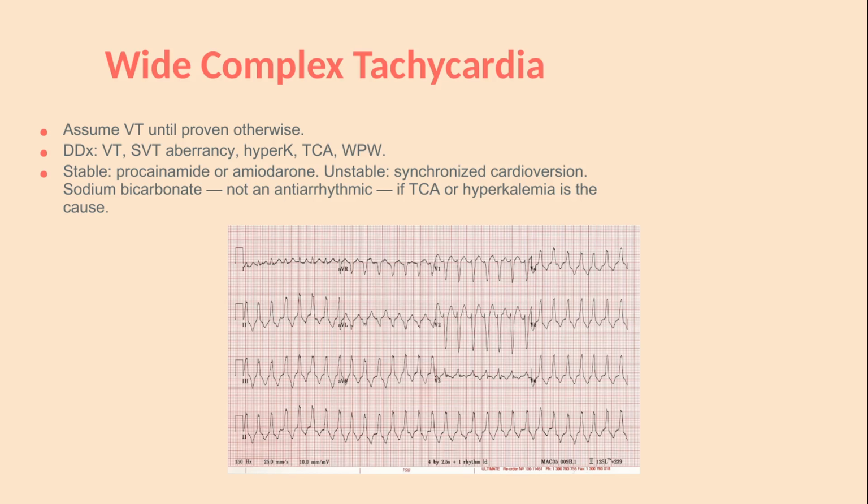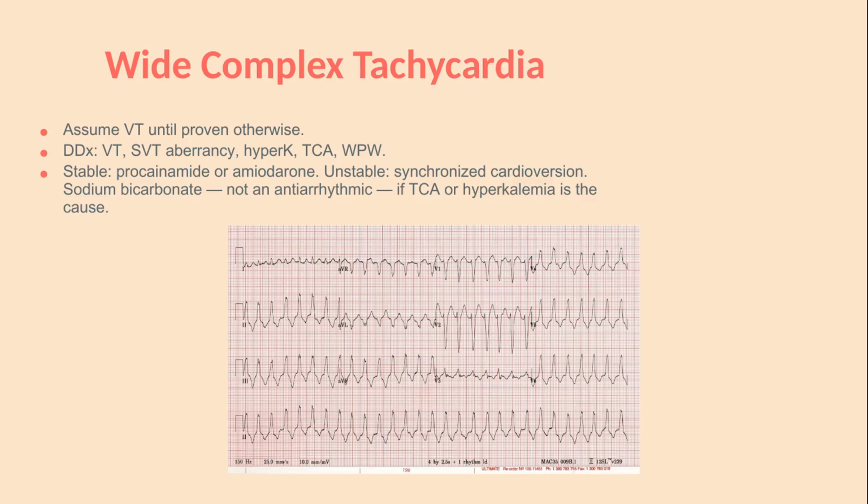The differential includes VT, SVT with aberrant conduction, hyperkalemia, tricyclic antidepressant toxicity, and pre-excited rhythms in Wolff-Parkinson-White. Notice that two of those are chemistry problems. A slow, wide, strange rhythm in a dialysis patient is potassium until proven otherwise and gets calcium, and a wide QRS after an overdose gets sodium bicarbonate.